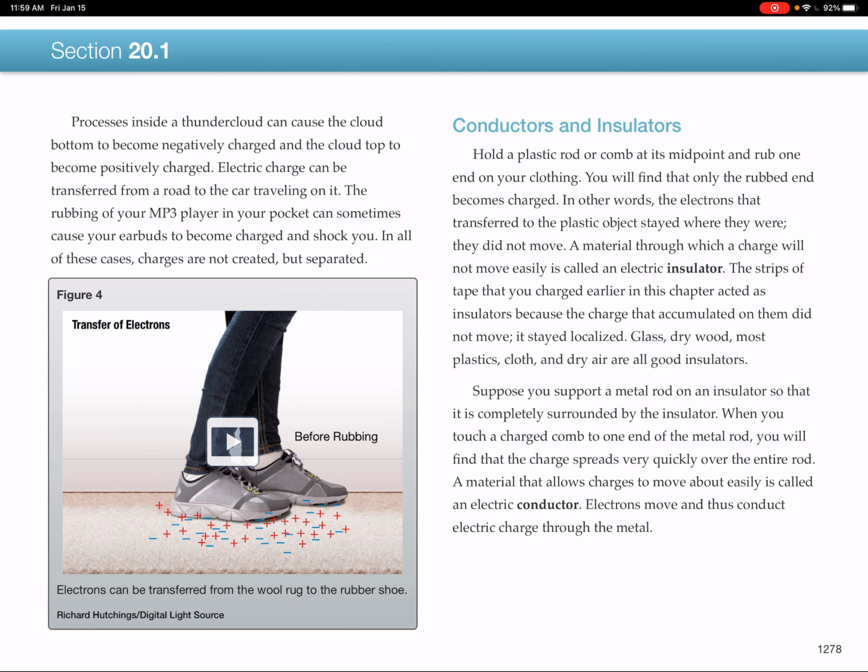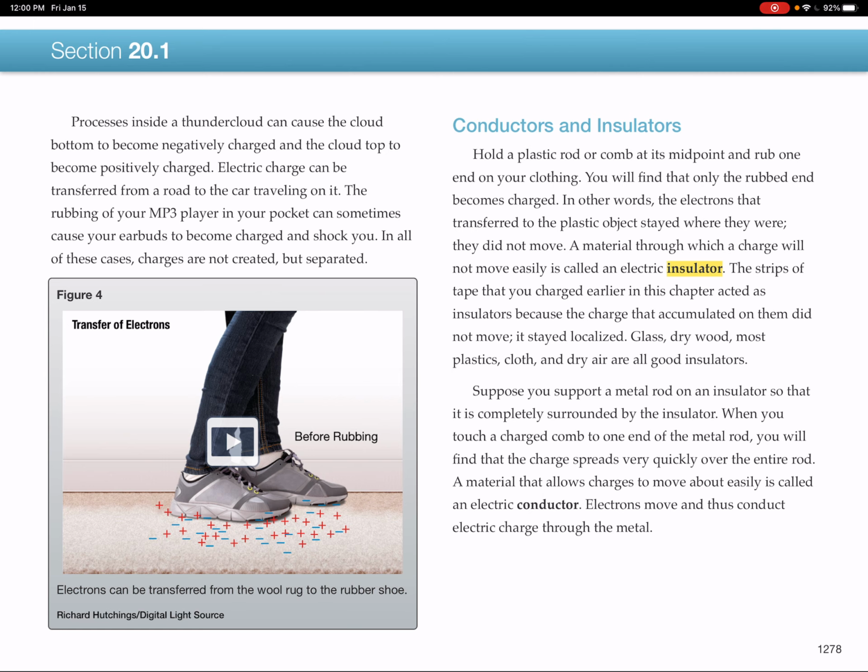Now, solid materials come in different types. We define an insulator to be a material where the charge does not move easily. In these cases, the electrons are tightly held to all of the atoms. Materials like glass and dry wood, most plastics, cloth, these are all good insulators.